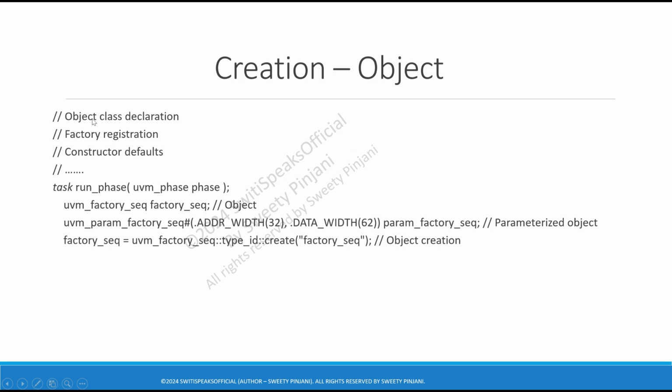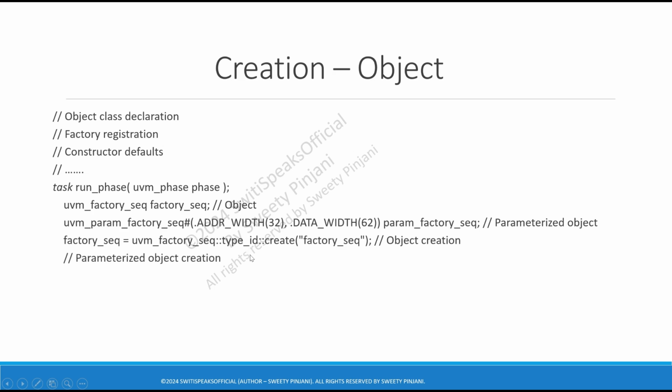Now at the top you have created a class UVM factory sequence extends UVM sequence item. That name of the class comes here. Type ID create, the syntax remains same. And here the name, whatever object name you give, it will come from here. This is how you create the object. Syntax you have to follow as it is.